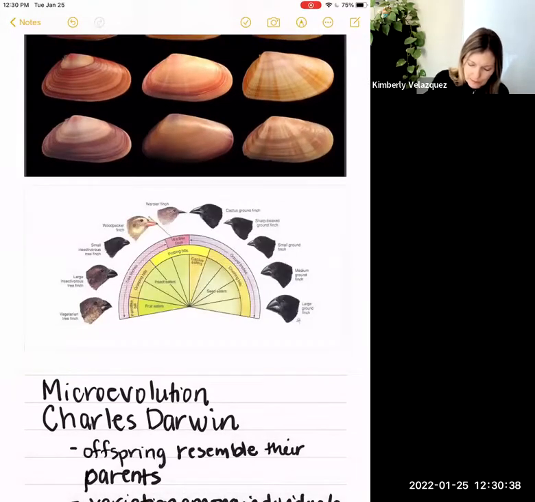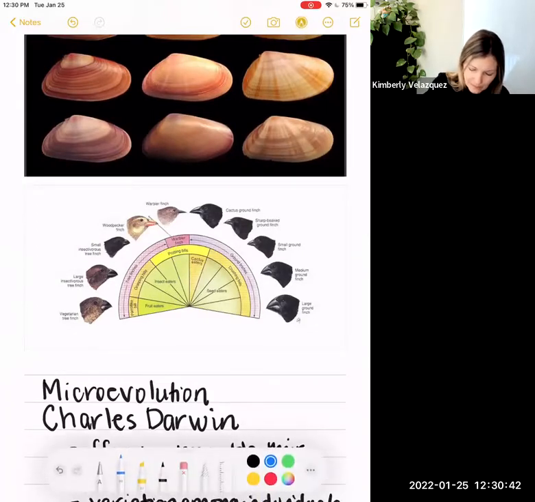Oop. Okay, seriously. It won't let me draw in the picture. Okay, I'm going to use my cursor.